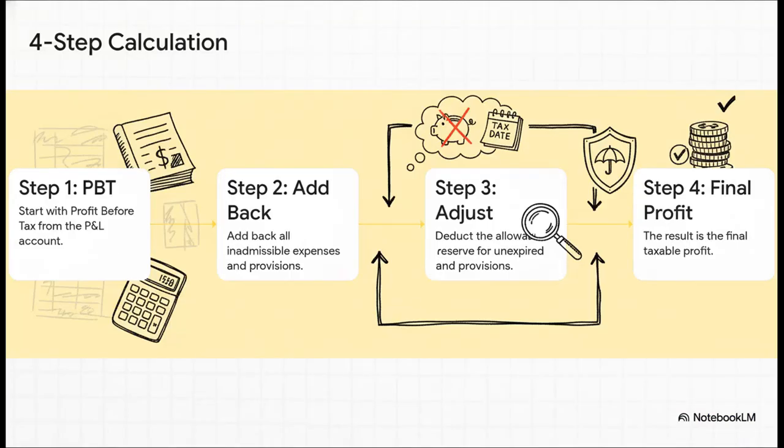For these non-life insurers, it's a pretty clear four-step process. Step 1, you start with the profit before tax right from the P&L account, which, by the way, has to be prepared as per IRDA regulations. Step 2, you add back any expenses that the Tax Act doesn't allow. You know, things like provisions for tax or certain reserves. Step 3, and this is the crucial one, you make very specific adjustments, especially for the reserve for unexpired risks. And finally, Step 4, you arrive at your final taxable profit.